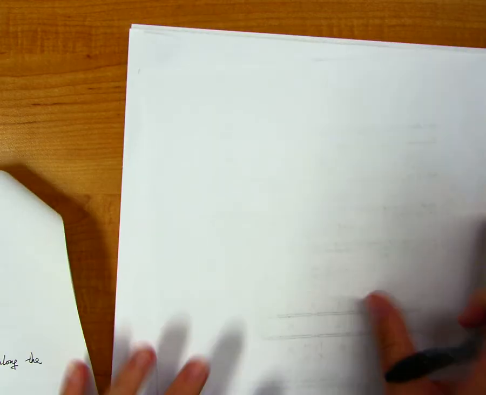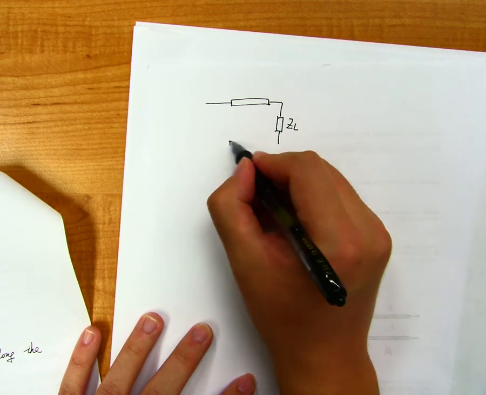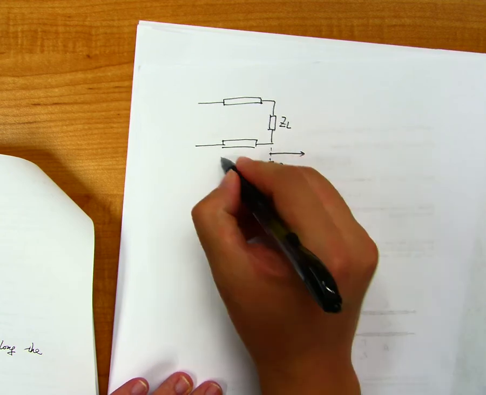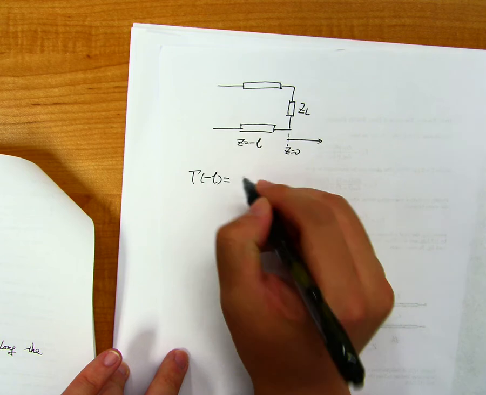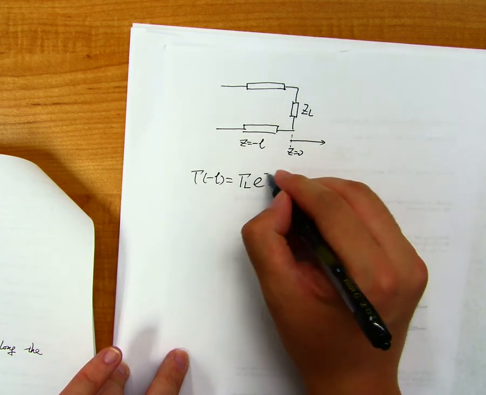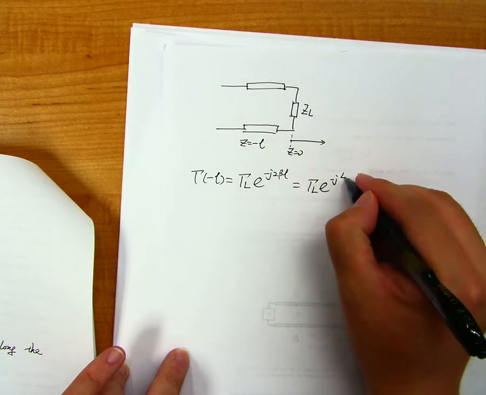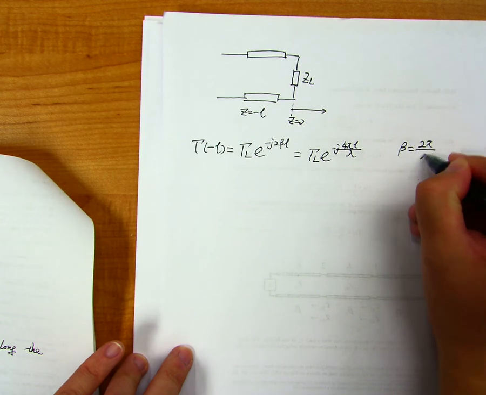One thing we need, which is very useful, is that when you have a load with the transmission line, you know that this is z equals 0, z equals negative L. You know that the reflection coefficient gamma of negative L is equal to gamma L e to the negative j 2 beta L, which is gamma L e to the negative j 4 pi times L over lambda, where we use the fact that beta is equal to 2 pi over lambda.